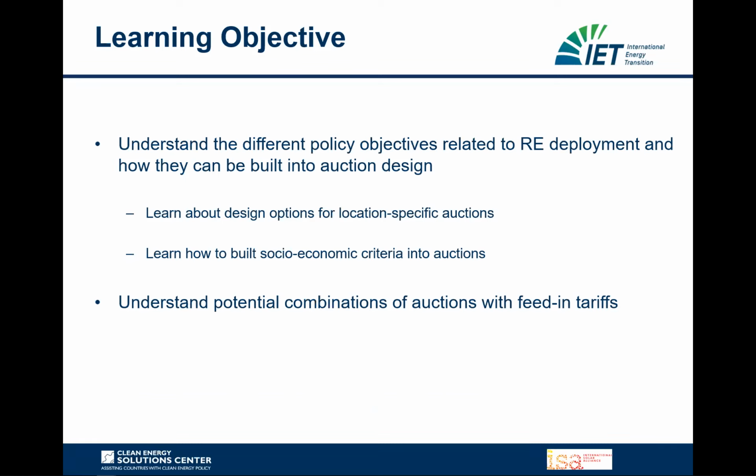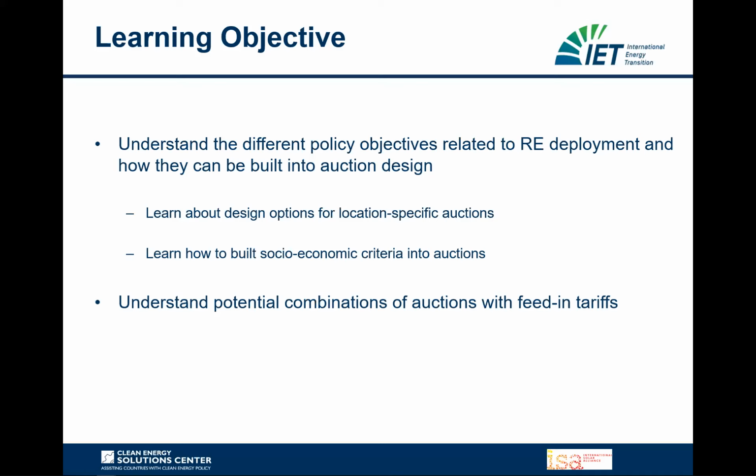So let's look at the learning objectives. First of all, understanding the different policy objectives related to renewable energy auctions, as I mentioned before, is key to this webinar, and how you actually build them into your auction design. So we all know about different renewable energy policy objectives: increasing security of supply, mitigating carbon emissions, creating jobs, etc. But the main question with this webinar is really, how do you actually manage to build them into your auction design, and what are your options here?